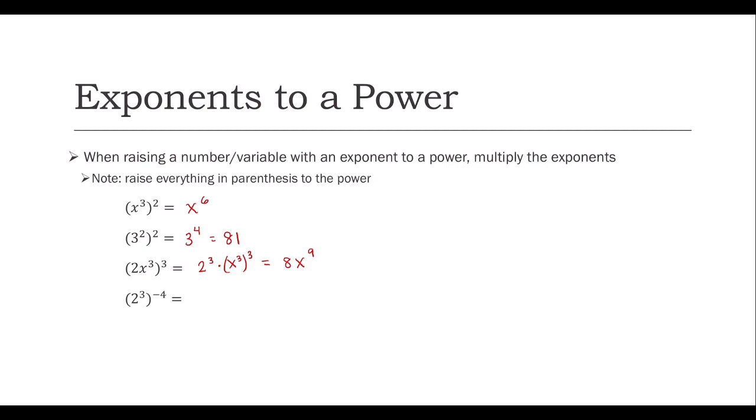Two cubed to the negative 4th is 2 to the 3 times negative 4, so 2 to the negative 12th, which equals 1 over 2 to the 12th, which is 1 over 4,096.